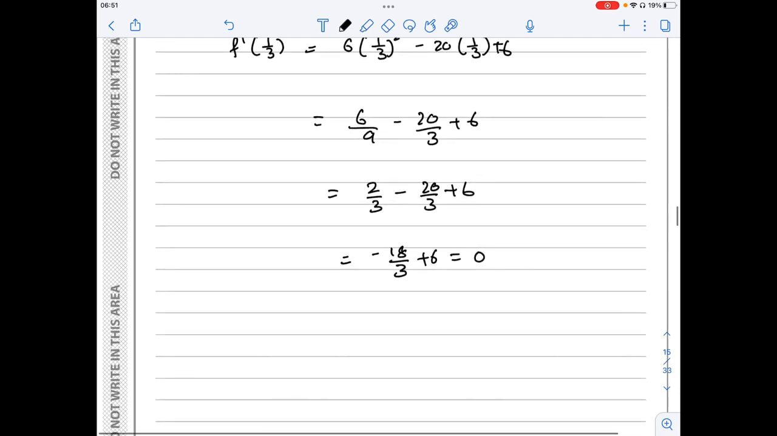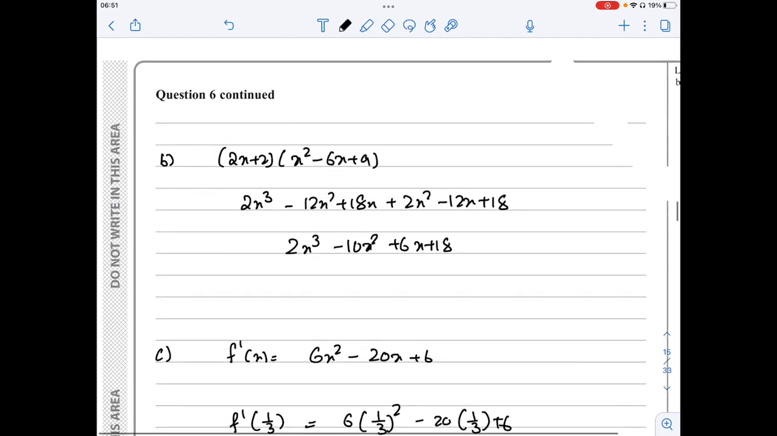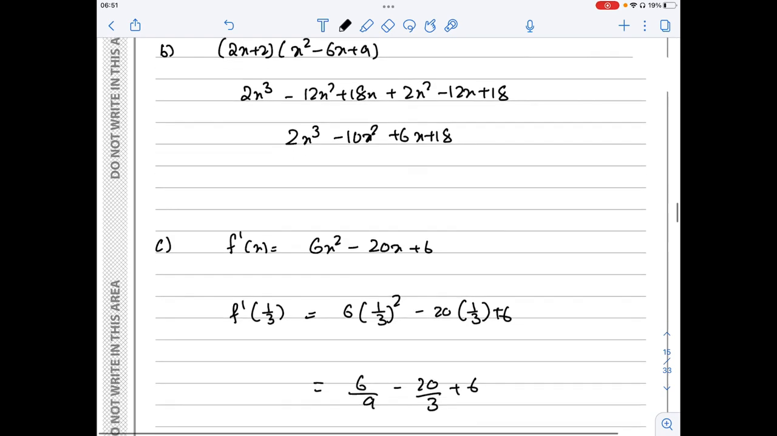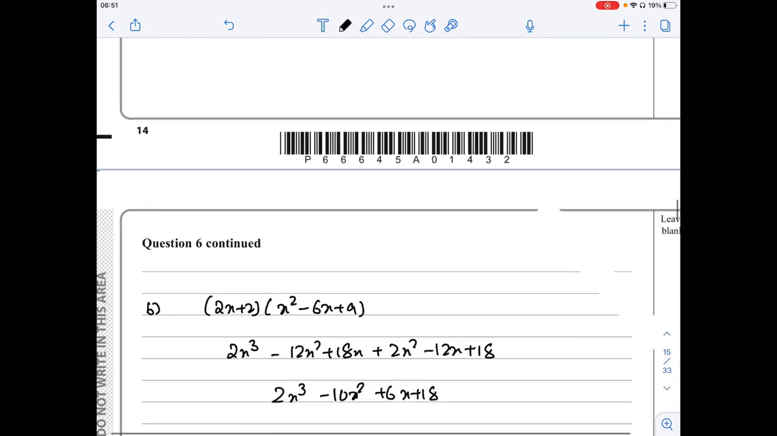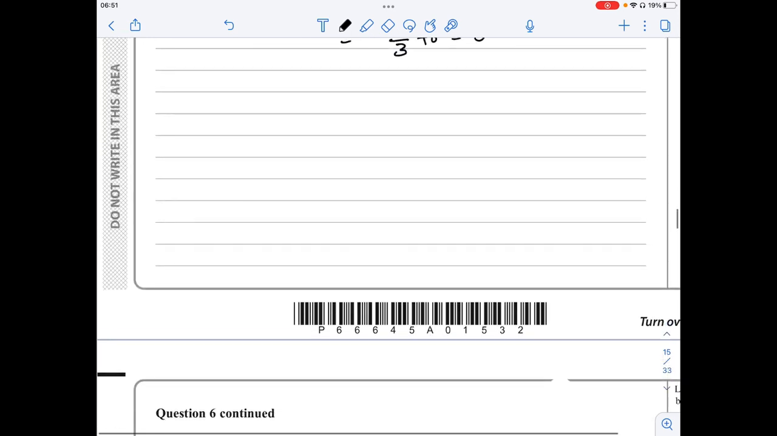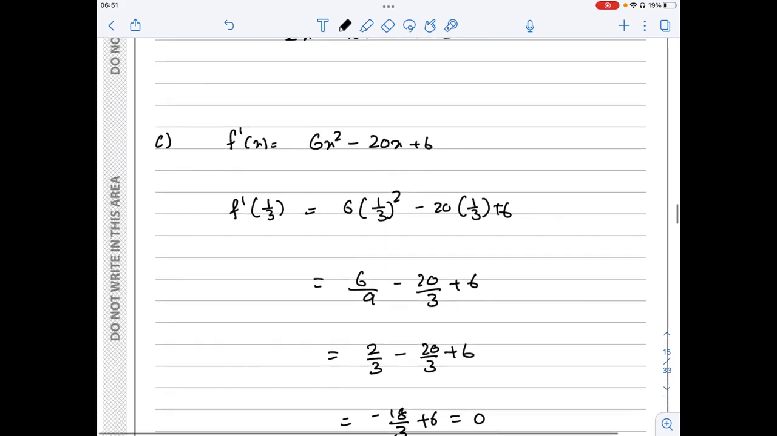So what is the gradient? The gradient is going to be 0. If the gradient is 0, then it says it is a line parallel to the x-axis, meaning y equals a constant. I write it out over here: the line is parallel to the x-axis.